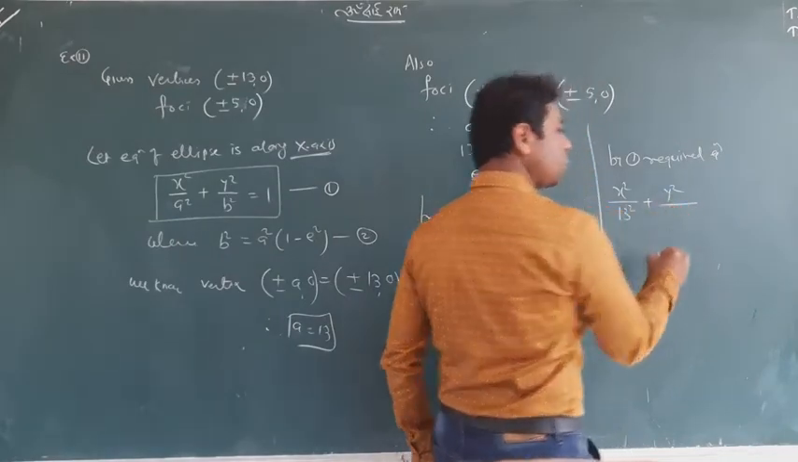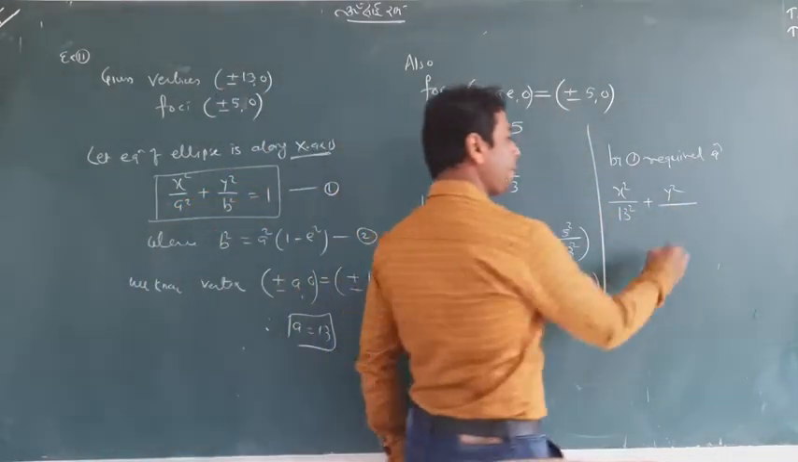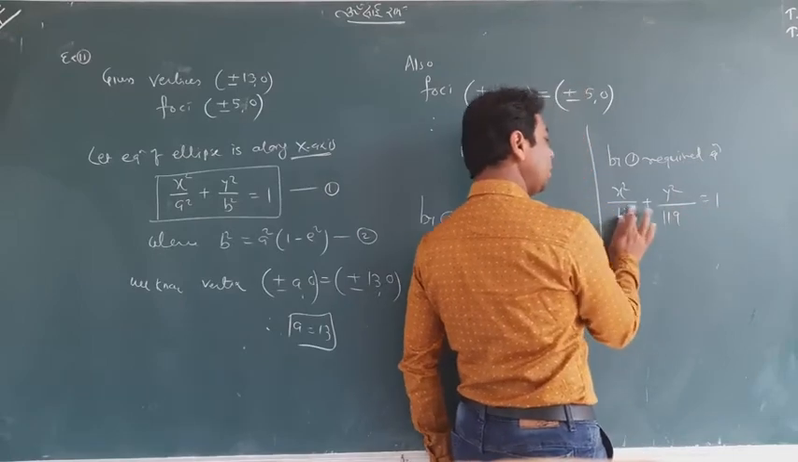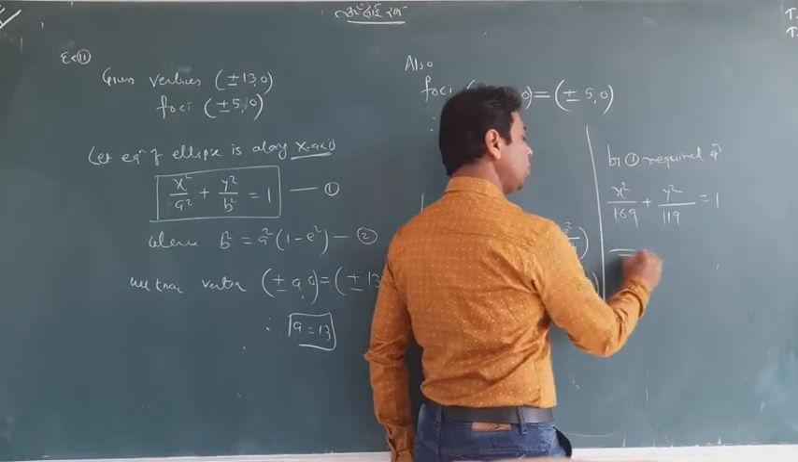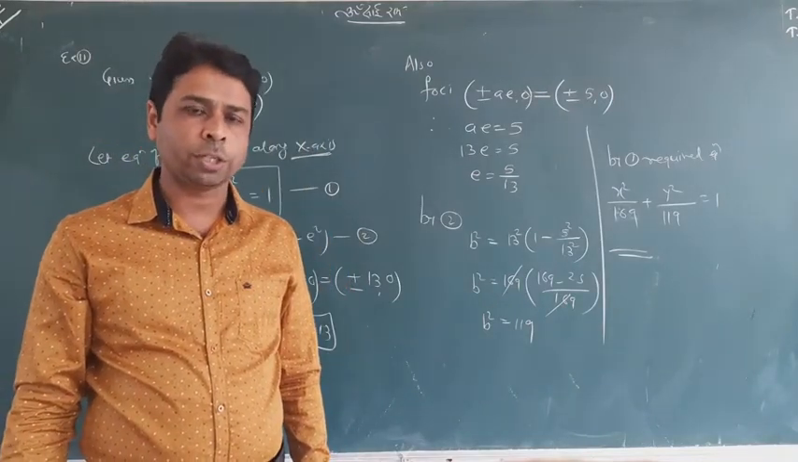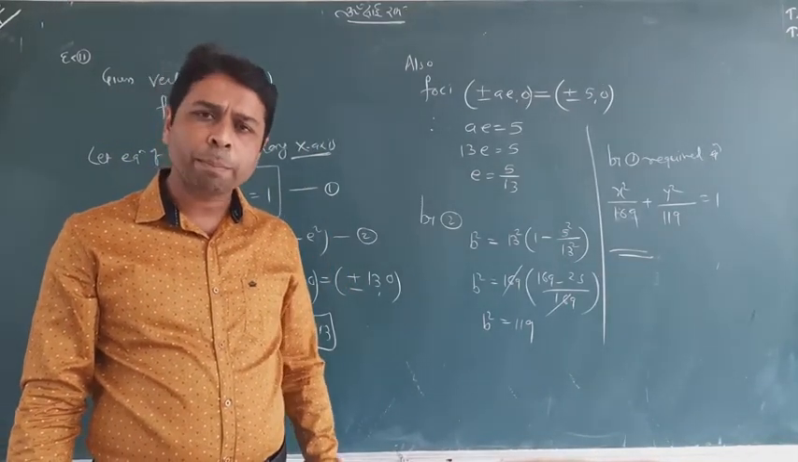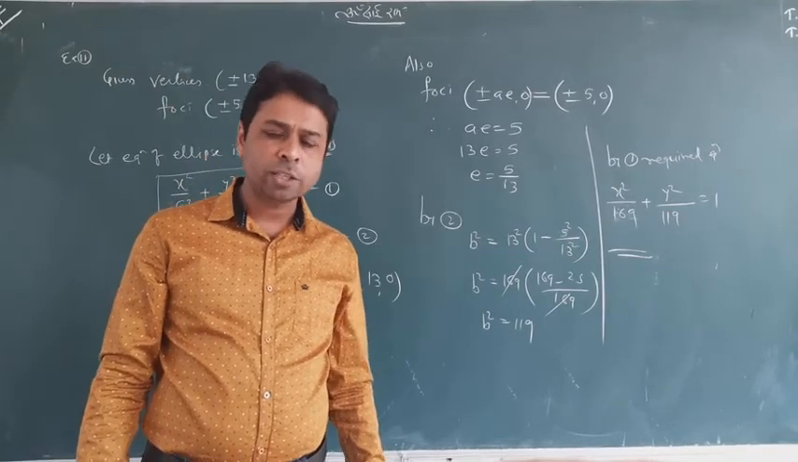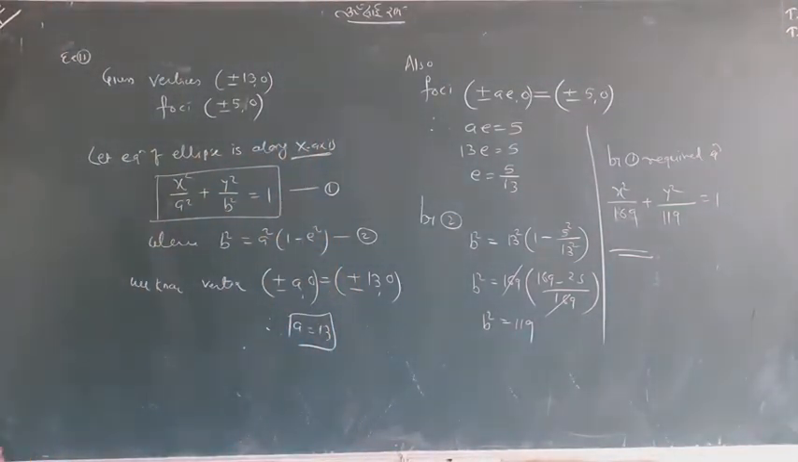Y square upon B square. So B square equal to 119, equal to 13 square, meaning 169. So this is your final answer. Equation of ellipse, you have got it. So it was also a very simple thing. I don't think that there's any trouble to you guys. It's a very simple thing.